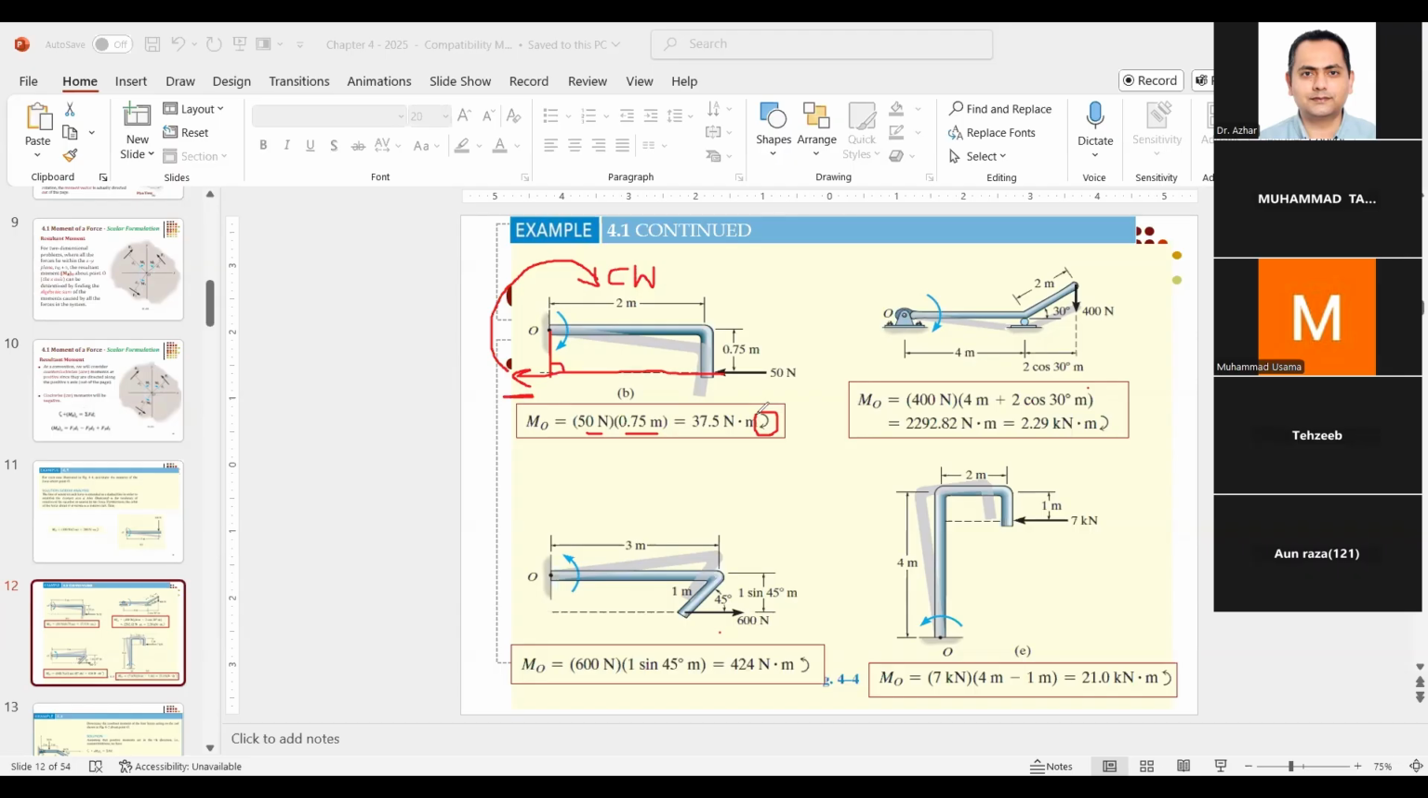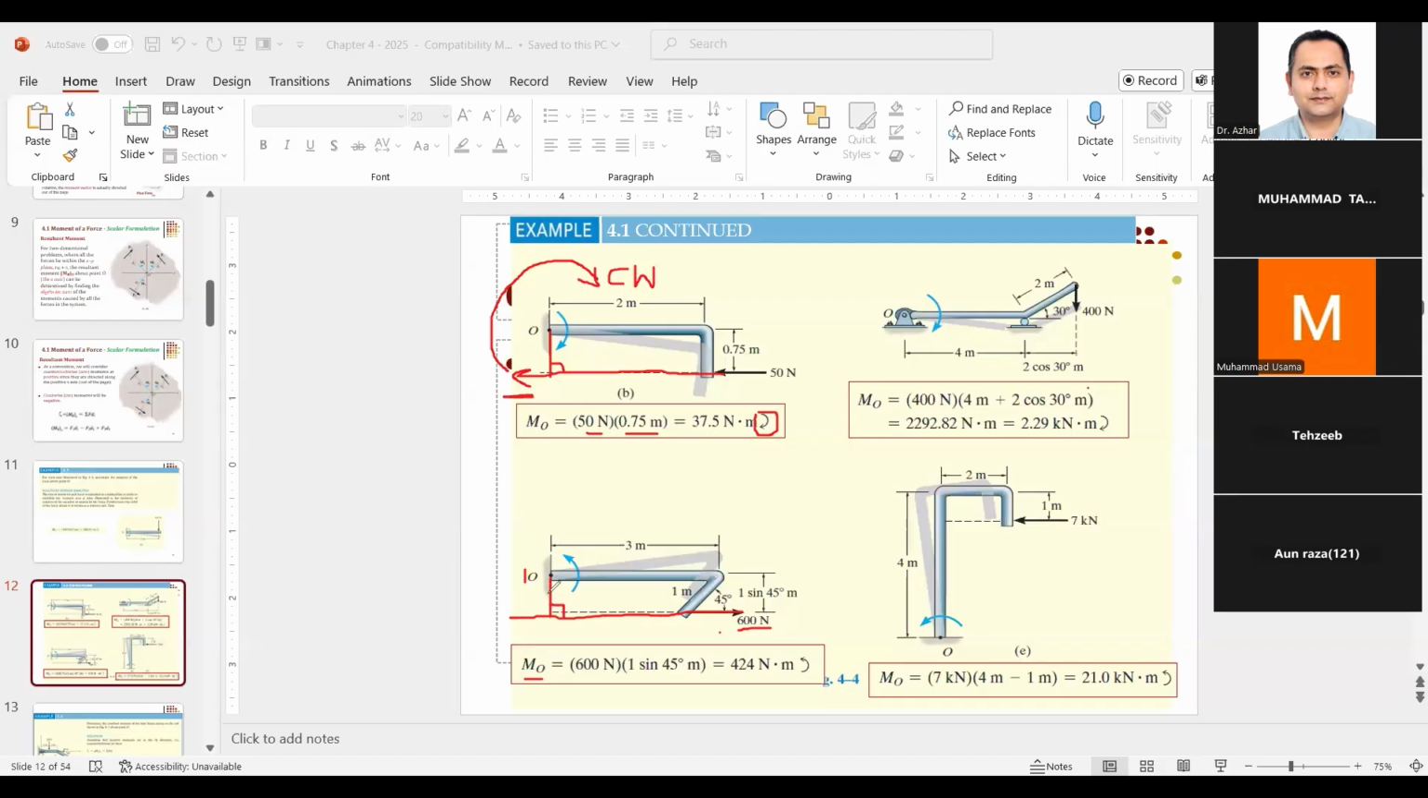Okay. Then let's move to the next problem. You see, the next problem is this one. You have a 600 Newton force, and again, right here is the point O, and we want to calculate the moment about point O. Same story. Extend the line of action of the force, okay, and identify the perpendicular distance to the line of action.